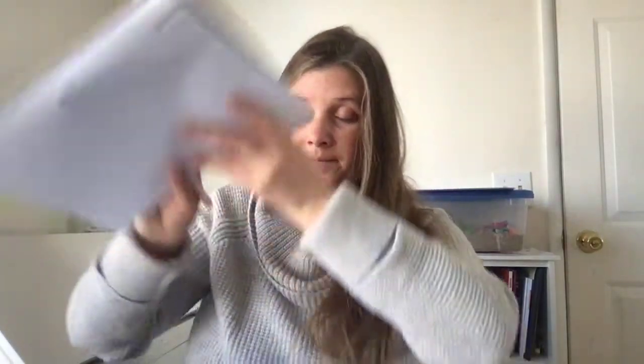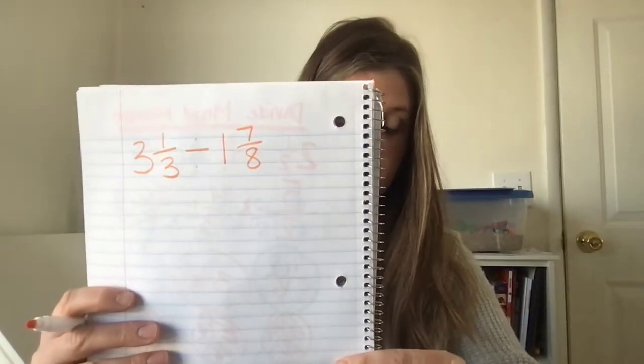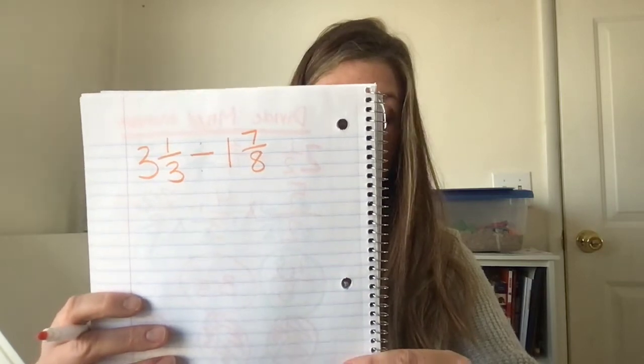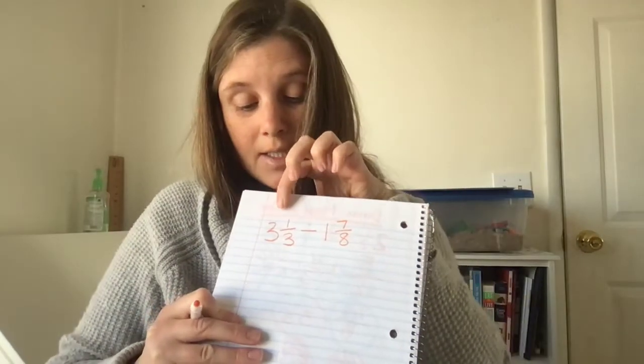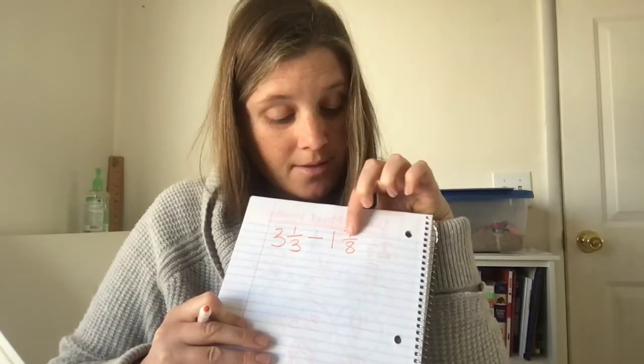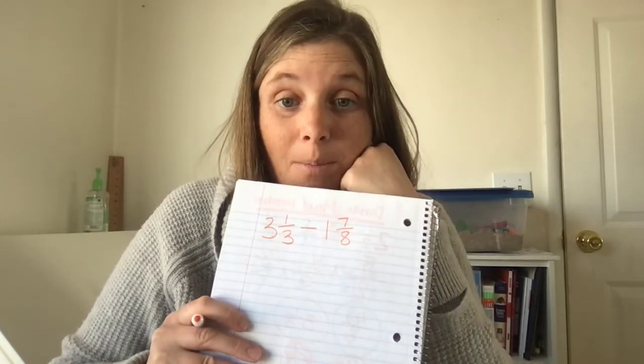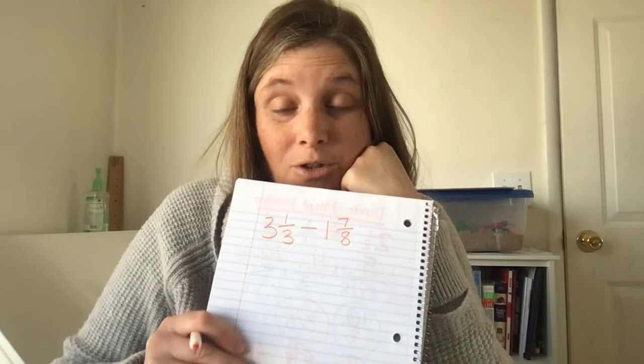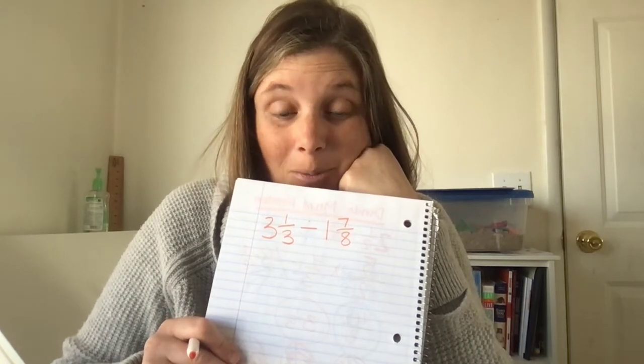So, on the next piece of paper, what I want you to do is write 3 and 1/3 divided by 1 and 7/8. So, we've got to change these into improper fractions. Then multiply by the reciprocal. I want you to try to do it by yourself, okay? So pause me.